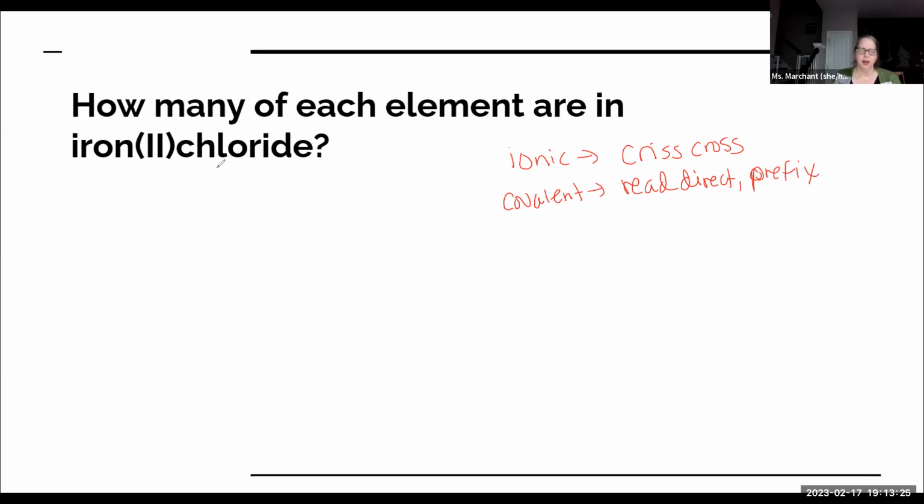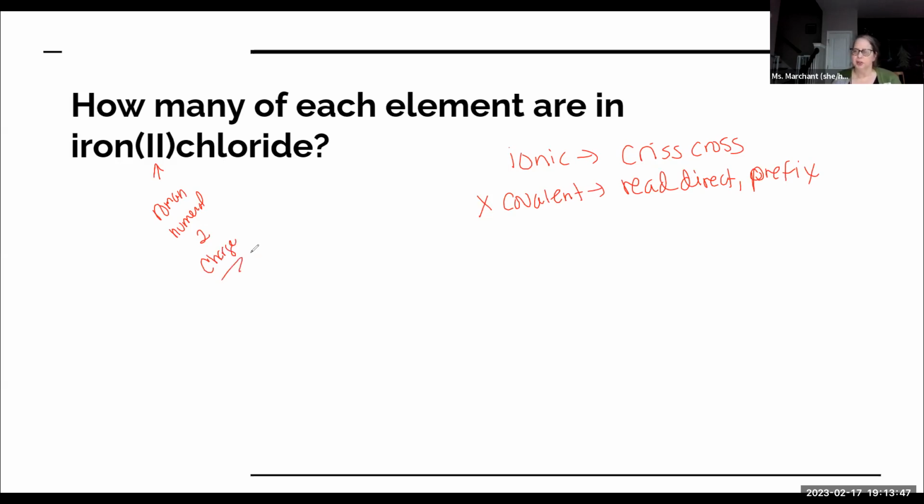I look here, I do not have prefixes. I have this weird Roman numeral 2 here. So I'm thinking that's going to be important, but I do not have any prefixes. So this is not covalent. So I, again, am going to have to do that crisscrossing like we did last time. This Roman numeral 2, that's the charge.